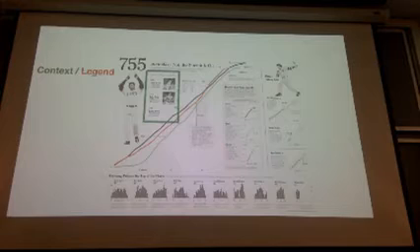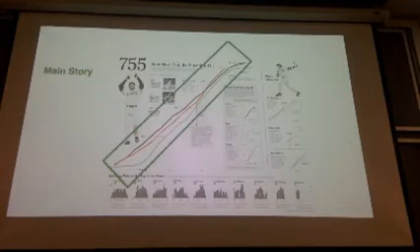Barry Bonds being the red line, Hank Aaron being the black line, and Babe Ruth being the gray line. Okay, so that's context, legend. Then we have the main story here. The main story really is the progression of home runs over these people's careers.